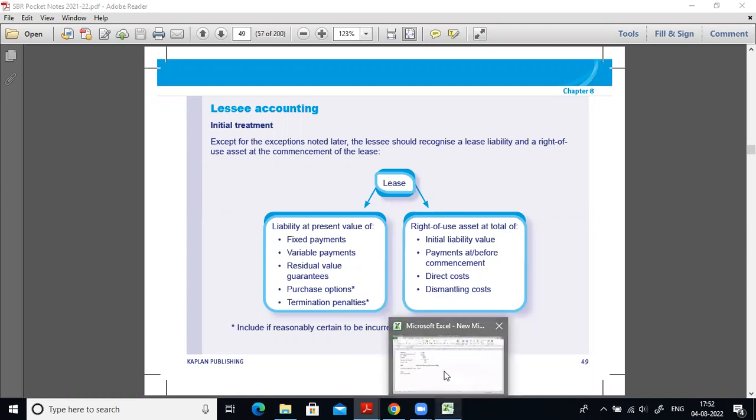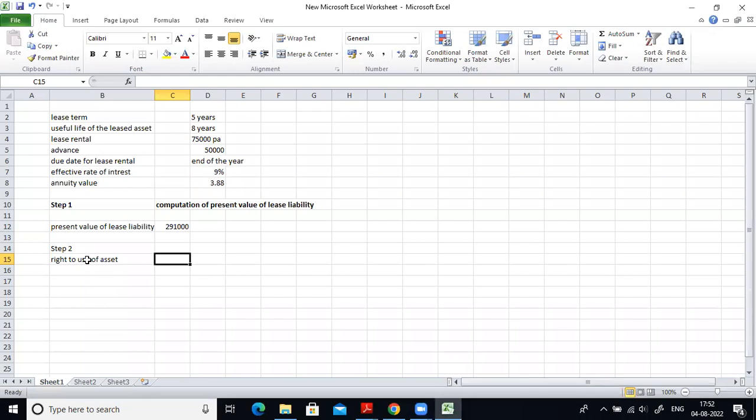So I hope I am clear on this. As per step two, right to use of asset means we will be including the advance amount 50,000 plus the present value of the lease liability, that is 2,91,000. So the total right to use of asset which we should recognize is 3,41,000. So can I proceed with step three? I hope these two steps are clear, participants.